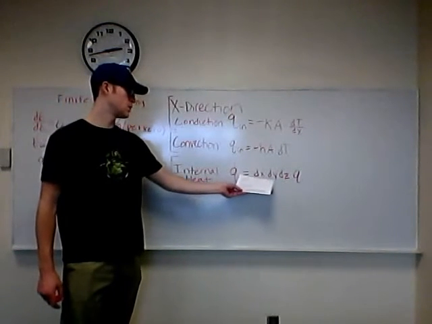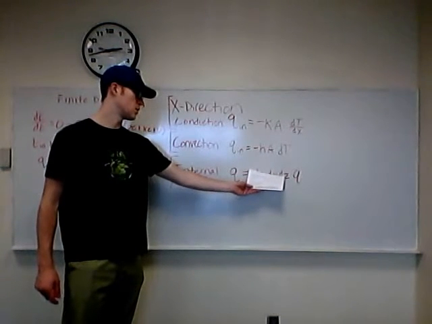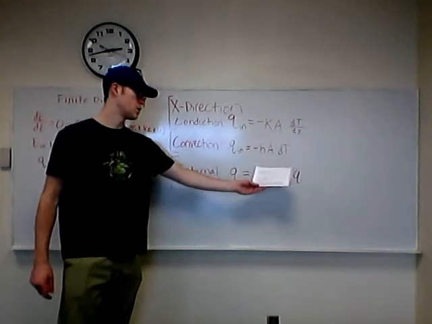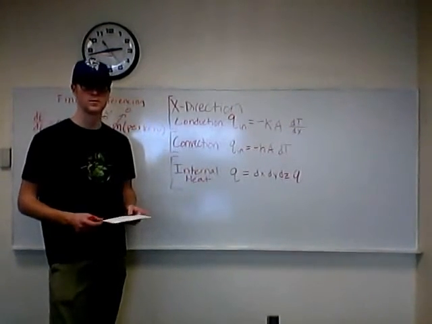dx is the change in the x direction of the element. dy is the change in the y direction of the element. dz is the change in the z direction of the element. And Q dot is the volumetric heat generation.